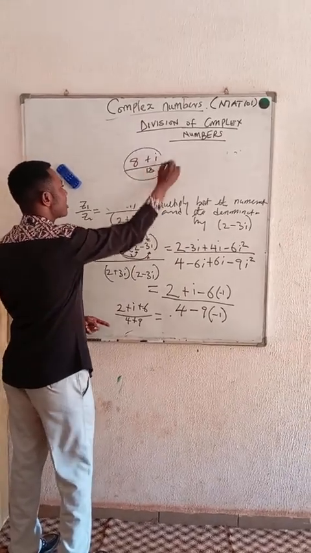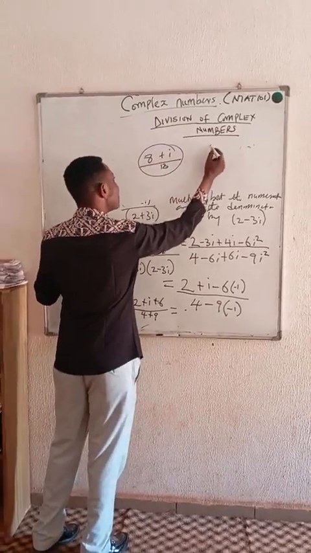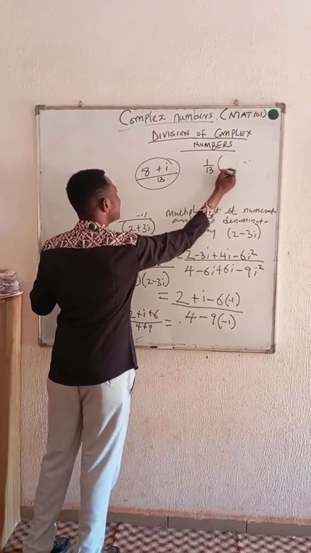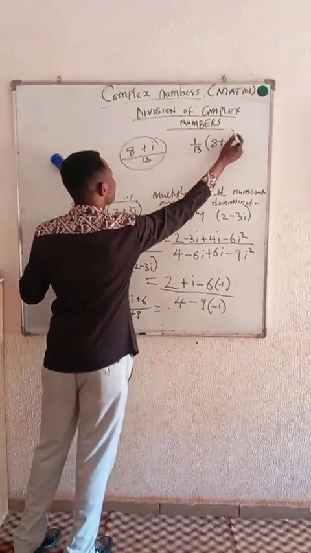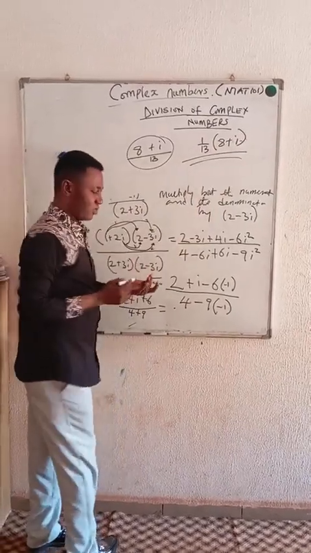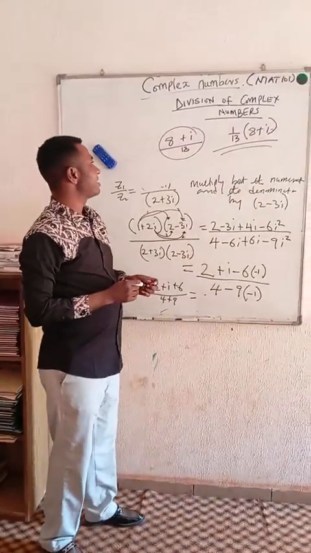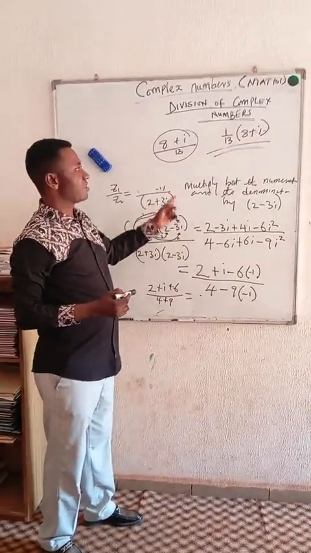13. So this is the answer, but you can also leave it like this: 1 all over 13, 8 plus i. So this is the result of dividing Z1 by Z2.